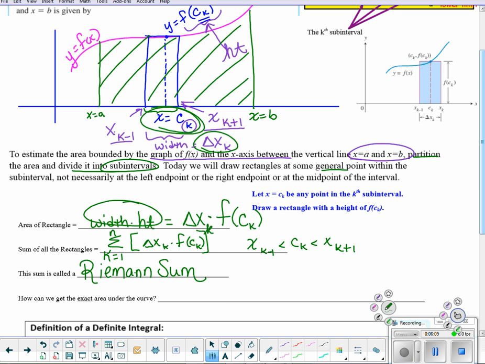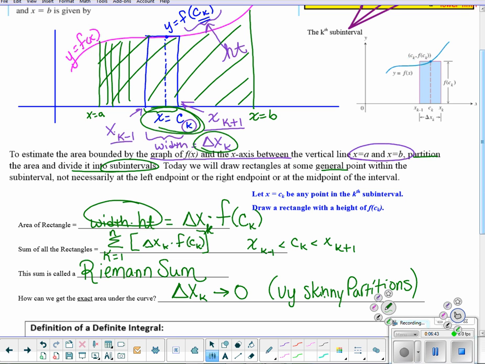How can we get the exact area under the curve? Well, to do that, we would just want to allow delta x sub k, that change of x, to go to 0. We want to make very skinny partitions or subintervals, and lots of them, so that I just densely pack this with skinny little rectangles instead of big fat wide ones.